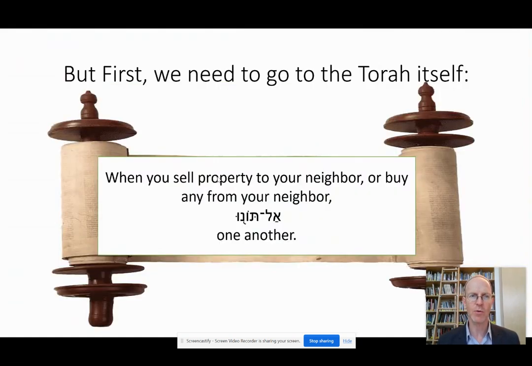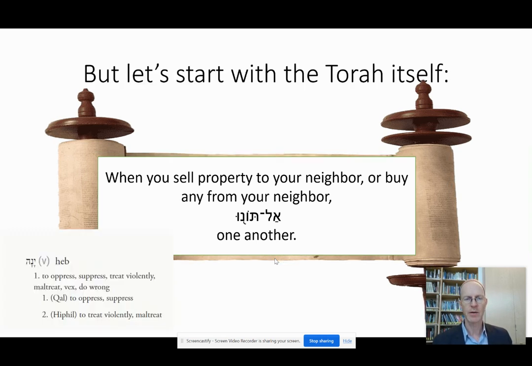We're going to start with the Torah piece here, which says, "When you sell property to a neighbor or buy anything from your neighbor, do not oppress one another." So first question: what do you think the word altonu means? Remember, you're answering these questions and sending them to me via email, slight@tarbut.com. Question number one, what do you think altonu means here?